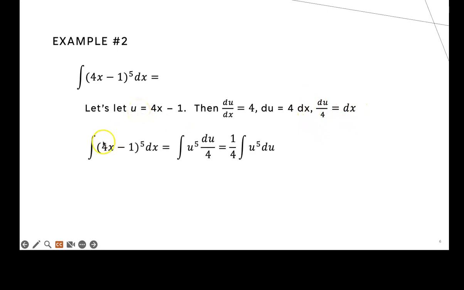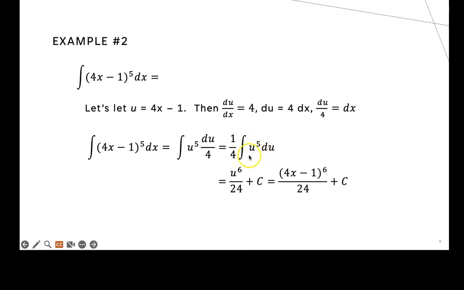Now we've got something that can go inside a to-the-fifth function. So we call this u to the fifth. That's what 4x minus 1 becomes. And then we know what the dx is. That's just du over 4. Now remember, one of our rules about antiderivatives is that we can pull out any constant. So I'm going to pull out a 1/4 here. And so this is just 1/4 times the integral of u to the fifth du.